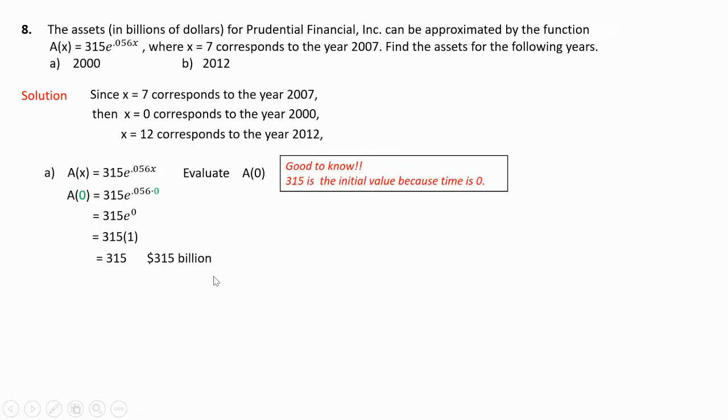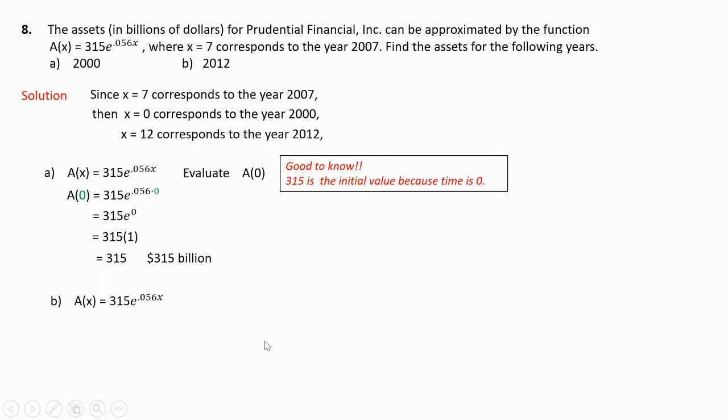Now, this is something extra, guys, good to know. 315 is the initial value because time is equal to 0, when time hasn't gone by. So that's my initial value, which is 315 from the formula.